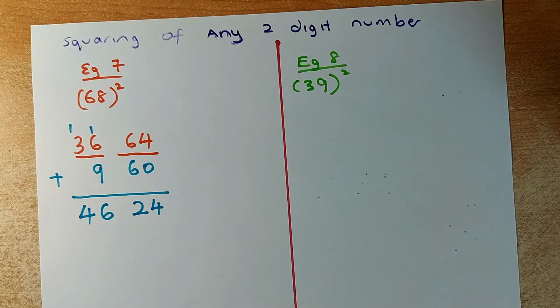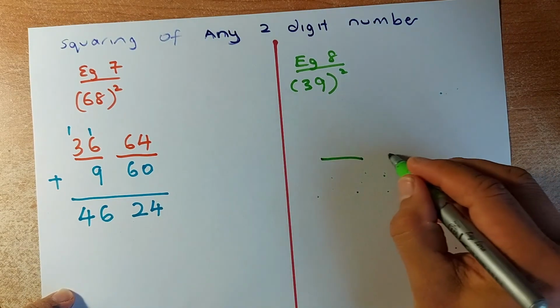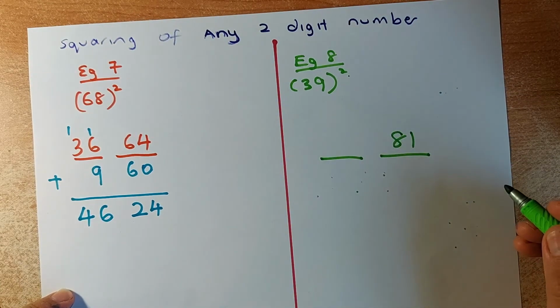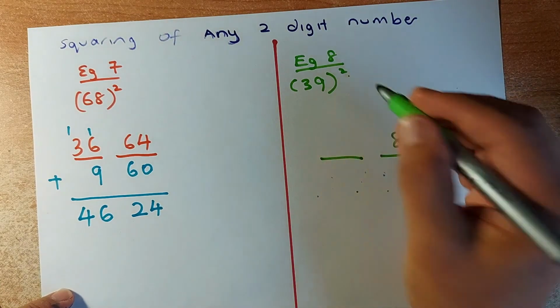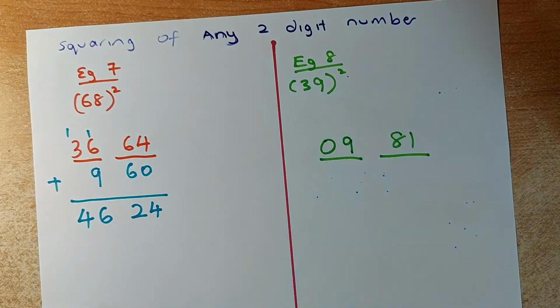Now the last but not least, 39. Again, 39 squared. There are 2 digits. 9 squared is 81. And then you have 3 squared. You need a 2-digit number, so instead of 9, you put 09. So far, so good? Great.